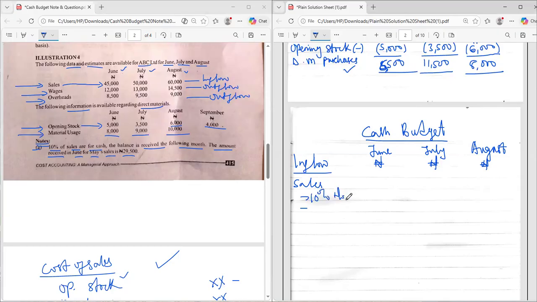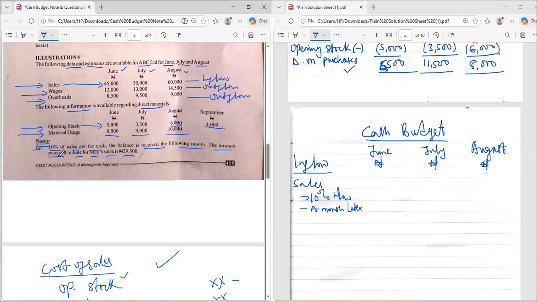10% now. Then it says the balance is received the following month. You can say a month later. Does it make sense now? Okay, so what's our sales? 45,000 in June. But hold on.